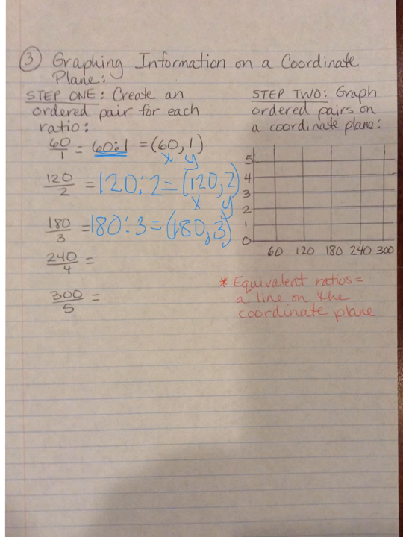Then 240 to 4, I will write it with a colon. And then in coordinates it will be 240, comma, 4. And 300 to 5 is 300, colon, 5, which is in coordinates 300, comma, 5.